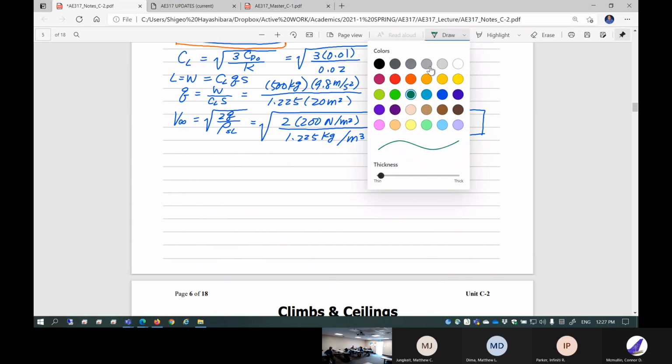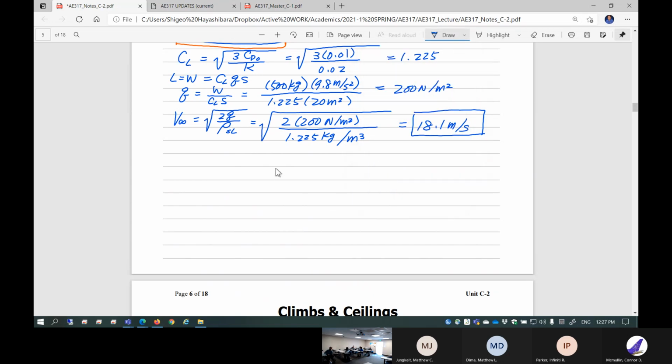Yeah, wait a minute, I forgot one thing. Let me just complete this problem, okay? So, yeah. So now, what is the minimum sink rate? Let's compute. So what is the minimum sink rate itself? Okay. So the condition for minimum sink rate, quite important. Please memorize 3CDO is equal to KCL squared. This is important.